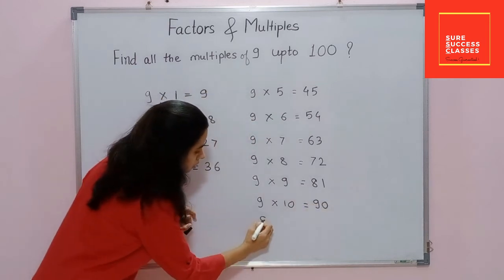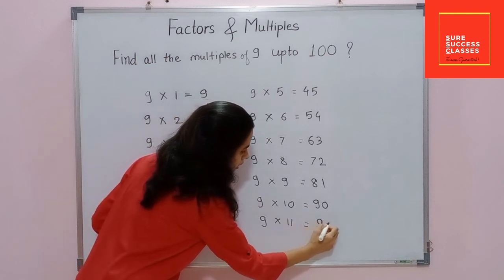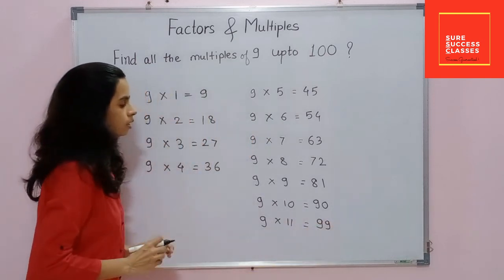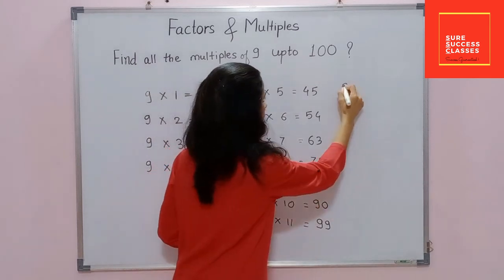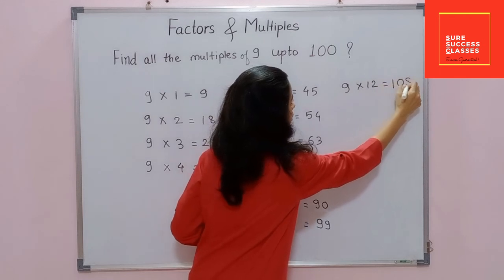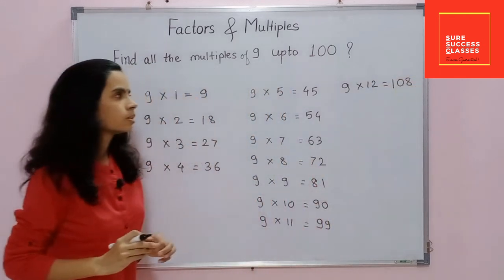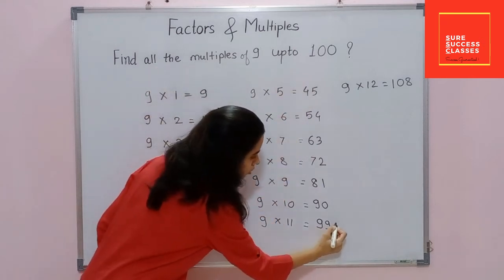After that 9 into 11, we will get 99. It is near to 100. After it 9 into 12, we will get 108. Means this is greater than 100. So we will stop here.